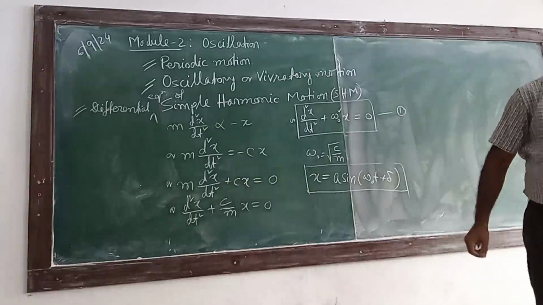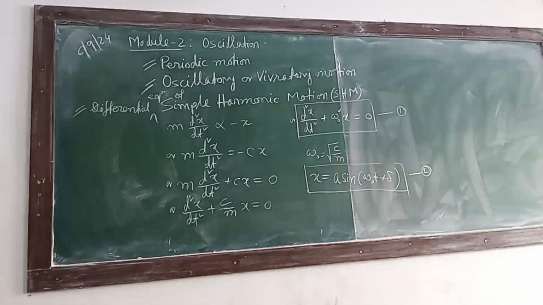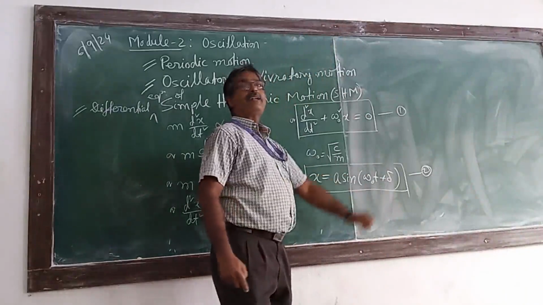Velocity of the particle under SHM. What is equation 2? Equation 2 is the equation of the displacement of the particle under SHM at time t. Now that is x. What is x? X is the displacement of the particle at time t.